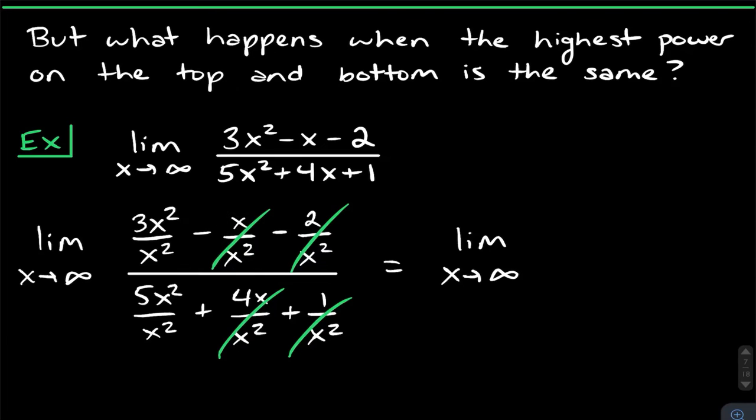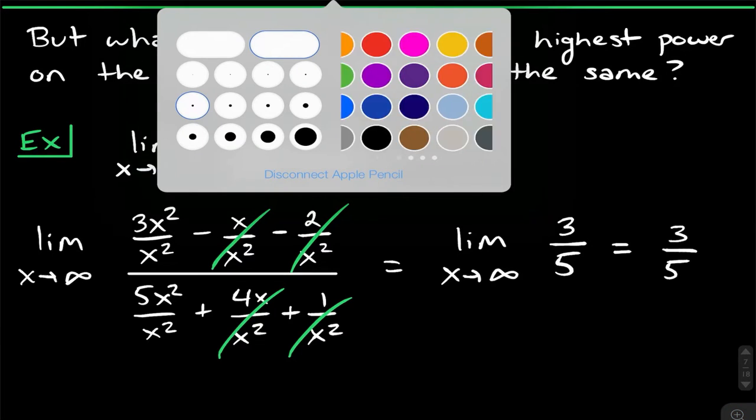I just don't want to take up too much of your time with this video. So 3x squared over x squared simplifies to be 3. And then 5x squared over x squared simplifies to be a 5. And so really, this just ends up equaling 3/5, okay?